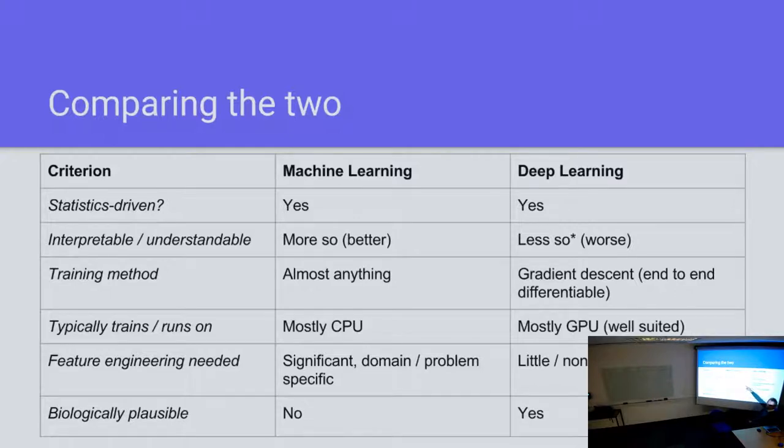Is it possible for a human being to understand or interpret what they're doing? Classic machine learning methods, yes, and that's better. That's a very desirable property. Deep learning, much less so. There's a lot of work in this area, but in general, deep learning is often regarded as a black box approach to solving the problem.